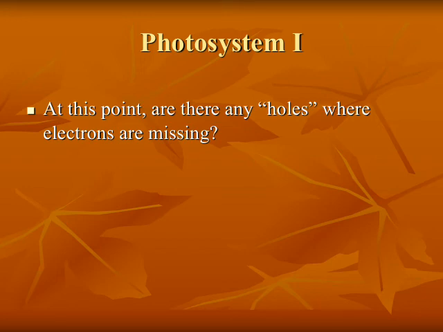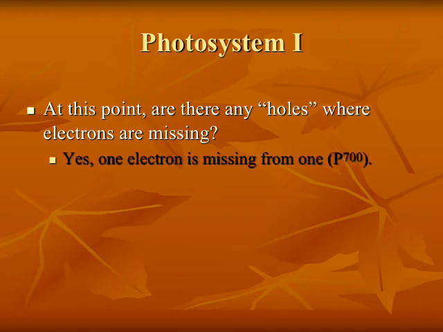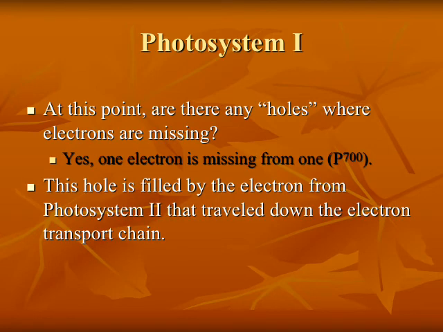So at this point, are there any holes where electrons are missing? Yes, one electron is missing from P700. This hole is filled by the electron from photosystem 2 that traveled down the electron transport chain.